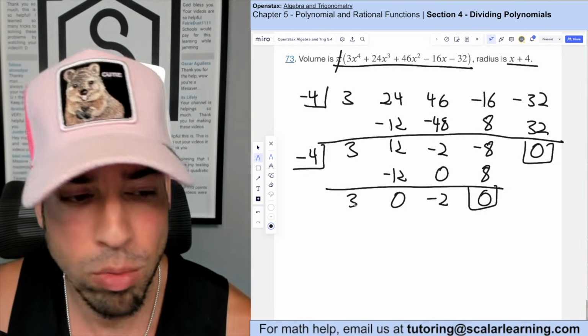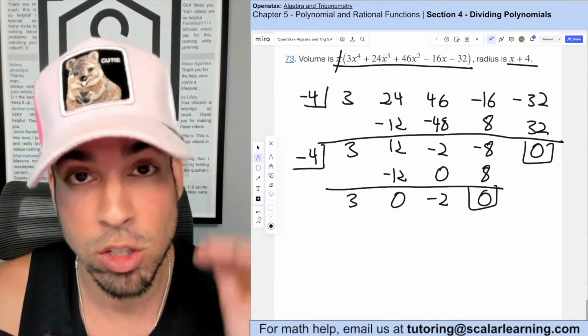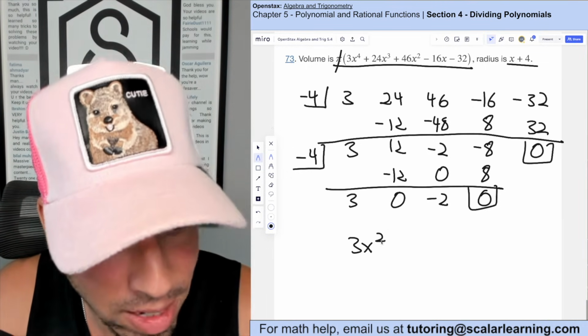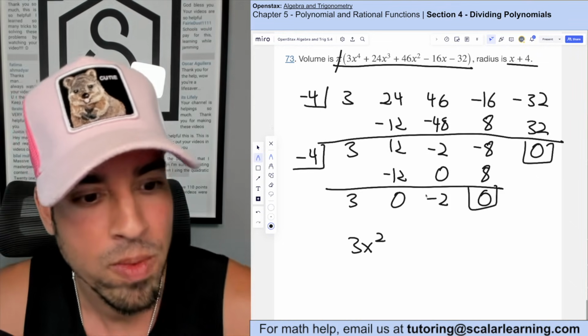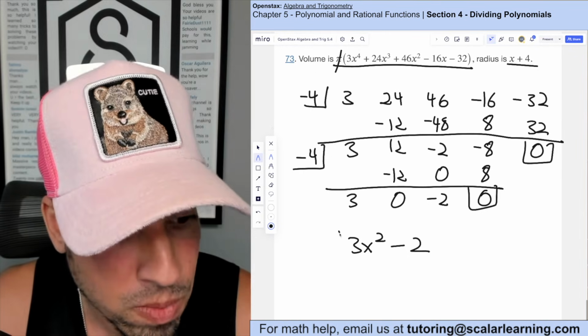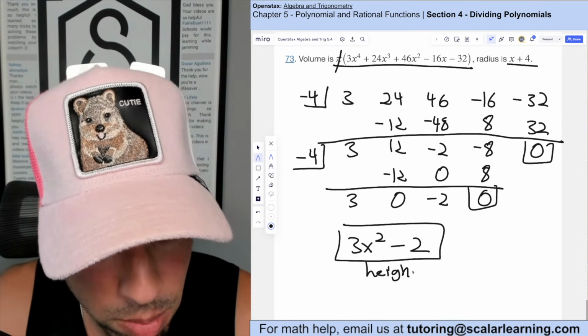So what does that 3 match up with? Well, again, we started as x to the 4th. We divided twice, so it drops 2 degrees. So that's 3x to the 2nd, right? 4th, and it goes 3, 2. And then 0x, and then negative 2 as the constant. So here we go. This is the value, the expression that represents height.